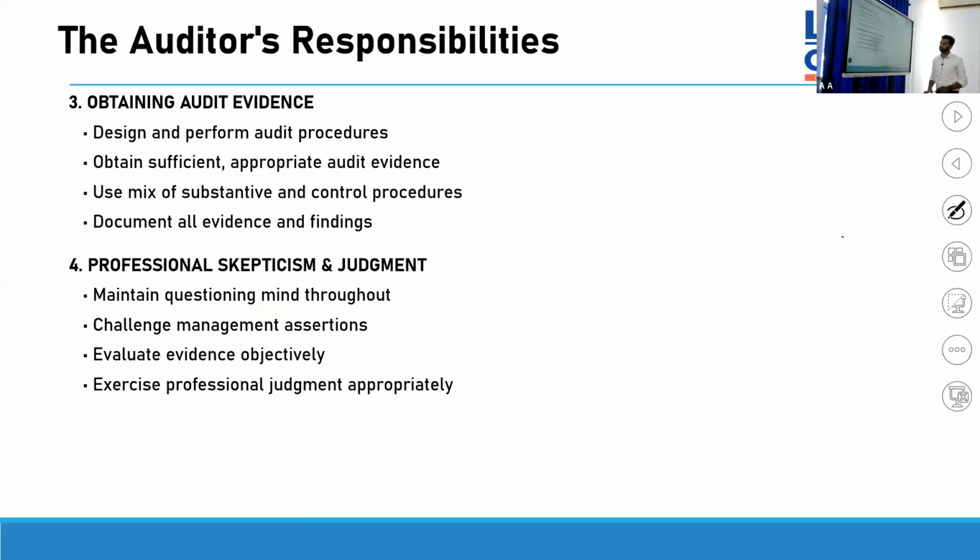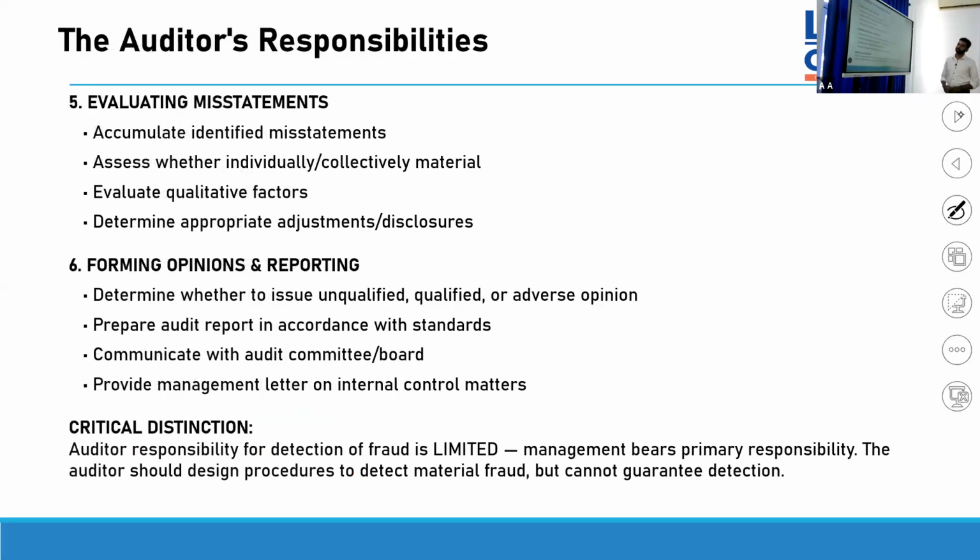Professional judgment in the sense, as an accountant or auditor, we are talking about the auditor's responsibility now. As an auditor, we must use our knowledge, skills, and experience when we are doing an audit, right? So applying professional skepticism and professional judgment is also one of the auditor's responsibilities. Next one is evaluating misstatements, right?